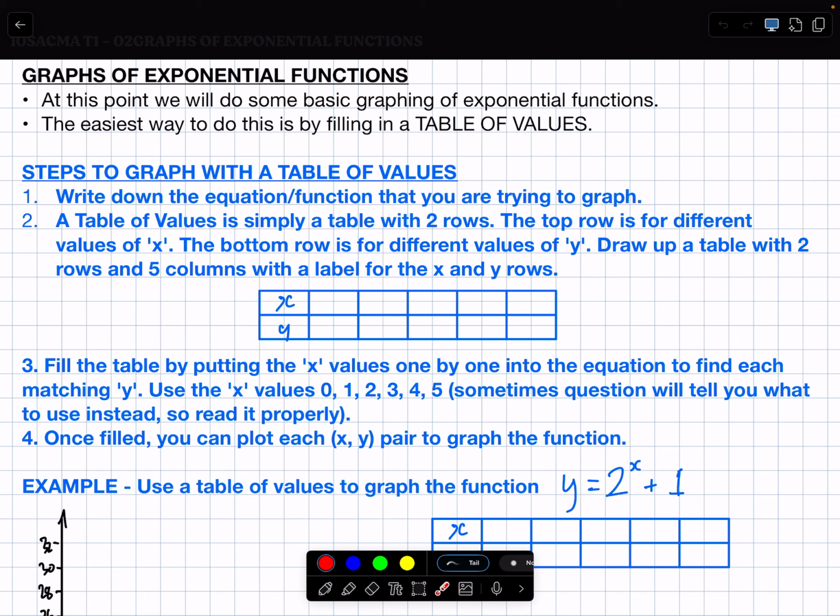And then a table of values is just a table with 2 rows. You can see there's a table with 2 rows here. The top row is for your x's. The bottom row is for your y's. So step 2 is draw up a table with 2 rows and 5 columns with a label for the x and y rows. Can you please copy?